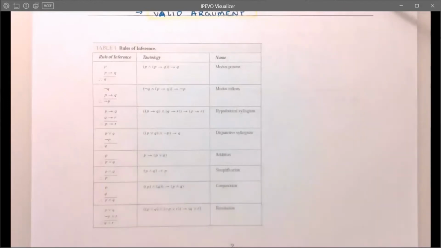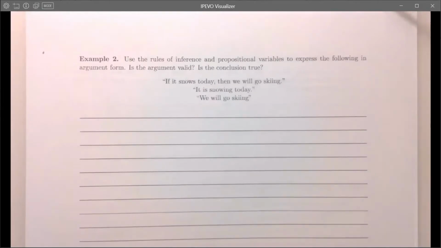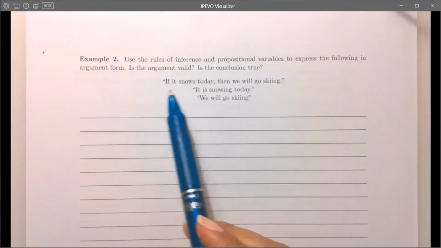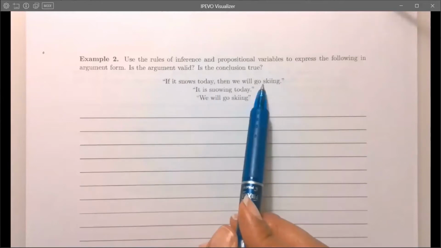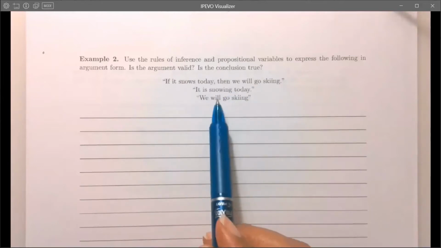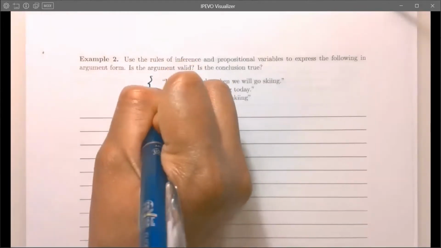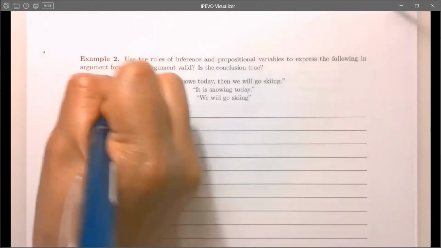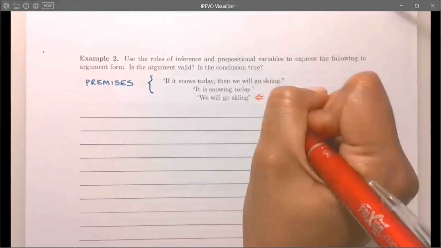So starting with example number 2, which is asking us to use the rules of inference and propositional variables to express the following in argument form. Then we have to determine whether the argument is valid and if the conclusion is true. So if it snows today, then we will go skiing. It is snowing today, we will go skiing. So remember, these first two have to be the premises. In an argument, everything but the last statement is a premise. So these are premises, and then this last one is the conclusion.